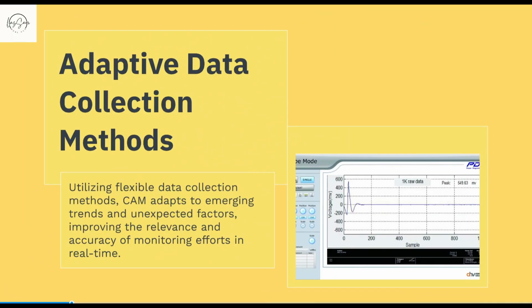Next is adaptive data collection methods. Utilizing flexible data collection methods, CAM adapts to emerging trends and unexpected factors, improving the relevance and accuracy of monitoring efforts in real time.